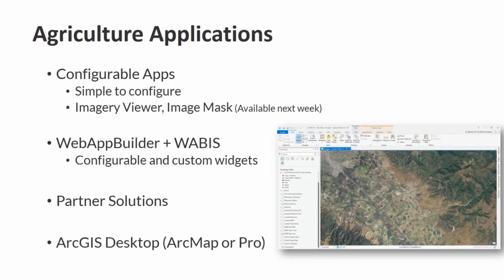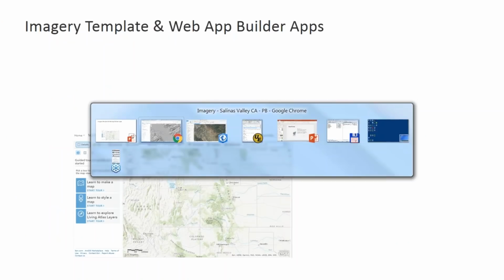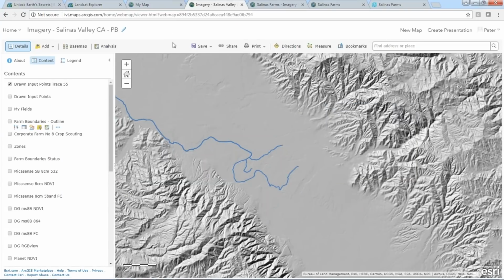The fourth is ArcGIS Desktop. ArcGIS Desktop, especially ArcGIS Pro, is a very advanced GIS and has a lot of image processing abilities. So if you want to go into more advanced image processing or analysis, I'd definitely recommend you look into ArcGIS Pro.